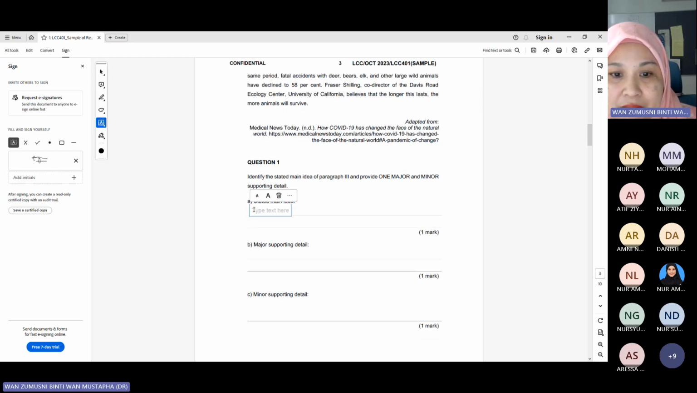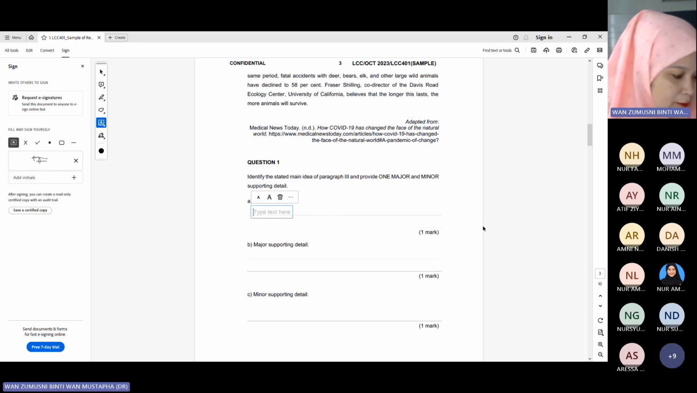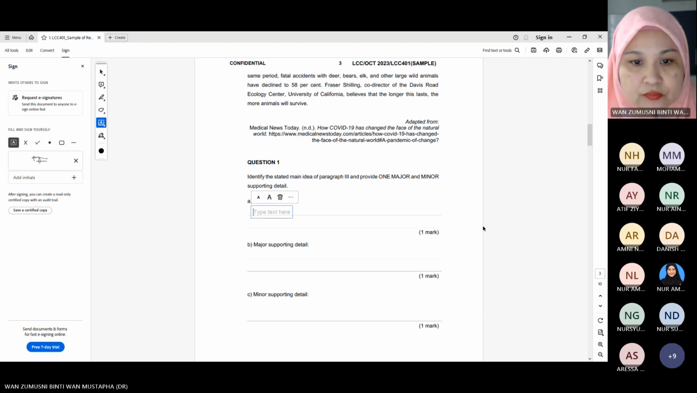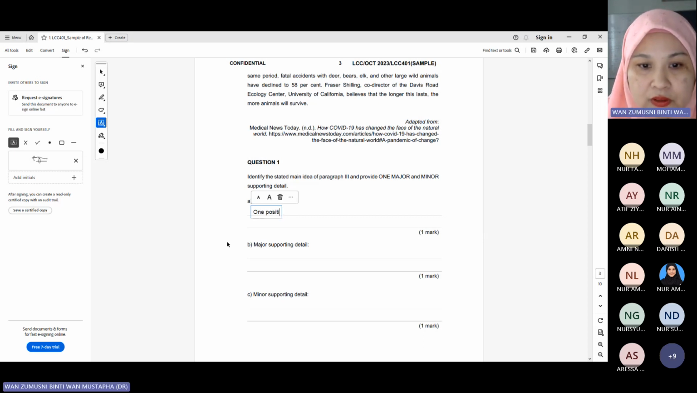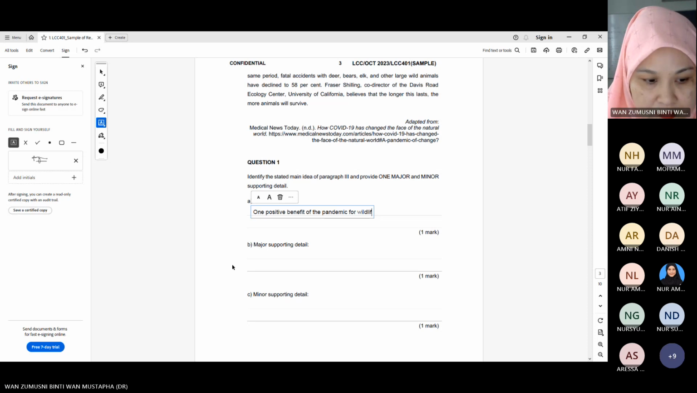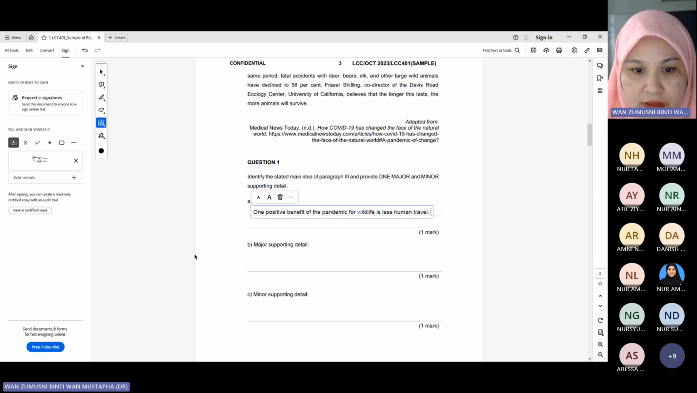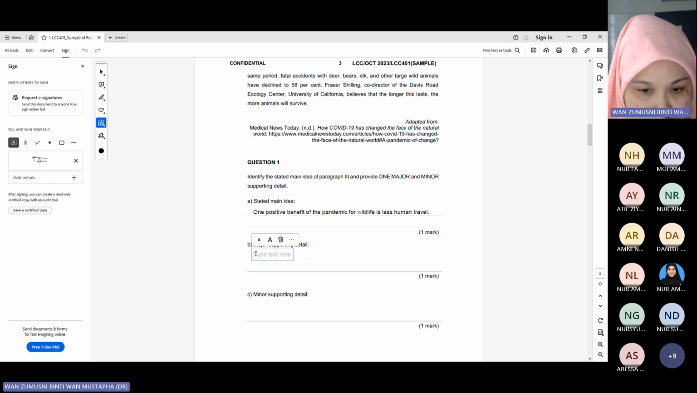So let's look at the stated main idea. If you have written your answer, one positive benefit of the pandemic for wildlife, right, is less human travel. So that's the stated main idea.